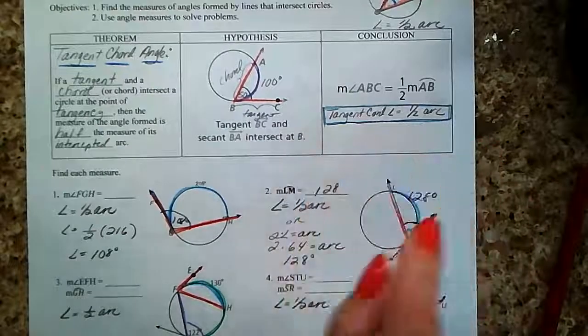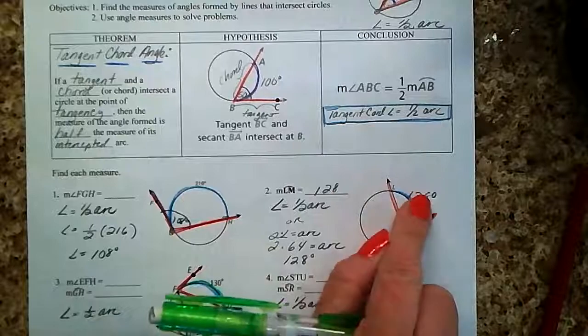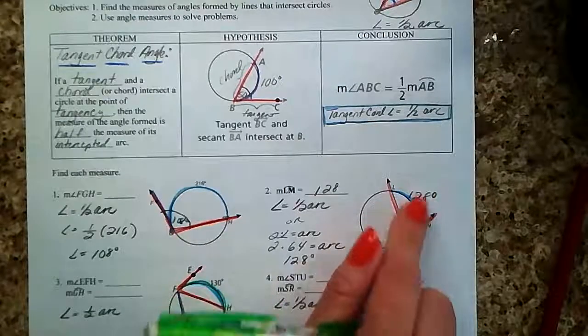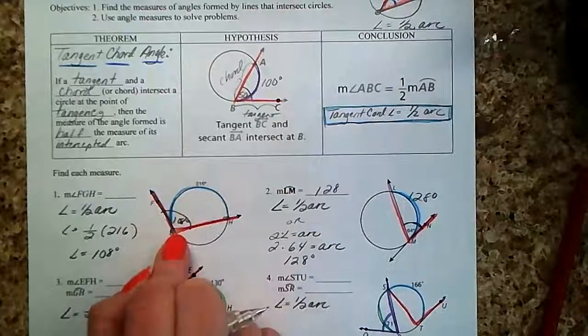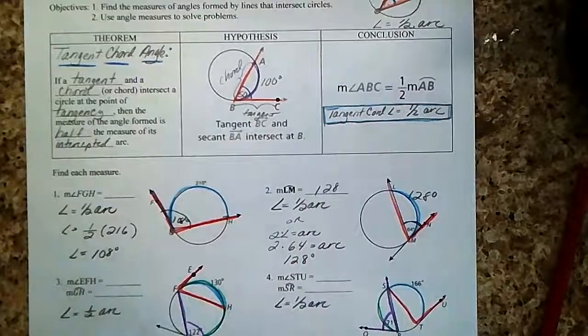And if you go back and check, half of 128 is 64. So those two have that direct relationship, just like over here. You halve the arc to get the angle. You double the angle to get the arc. Okay, let's look at the next one here.